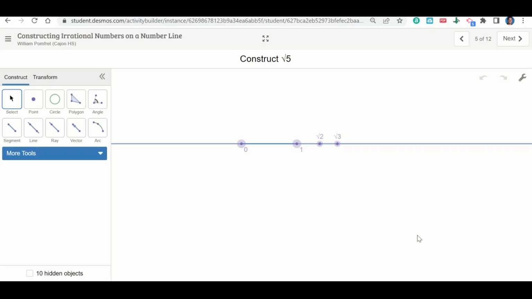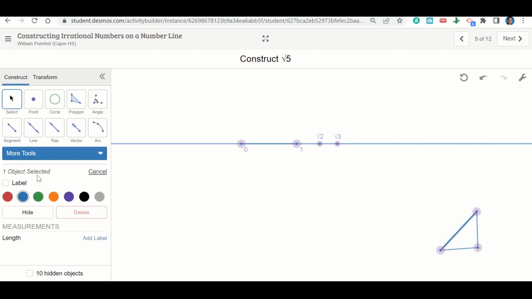Let's talk now about how to construct square root of 5 on the real number line. So I'm going to look at this in terms of Pythagorean theorem. So I'm going to draw my right triangle over here again. Just like that. And I know using the Pythagorean theorem, if I want this to be square root of 5, I'm going to go ahead and label that as square root of 5.